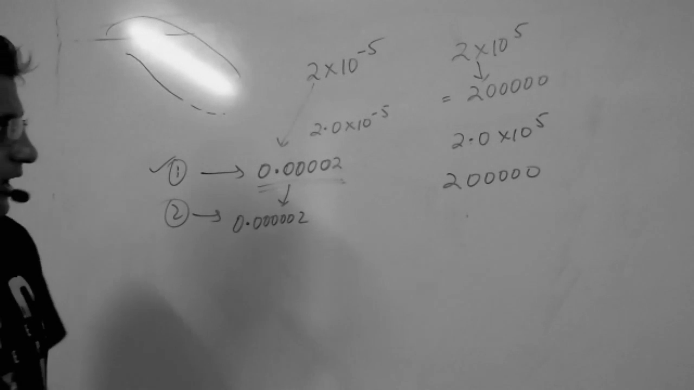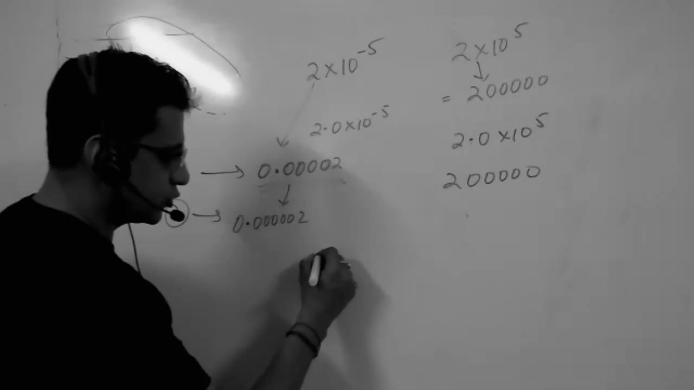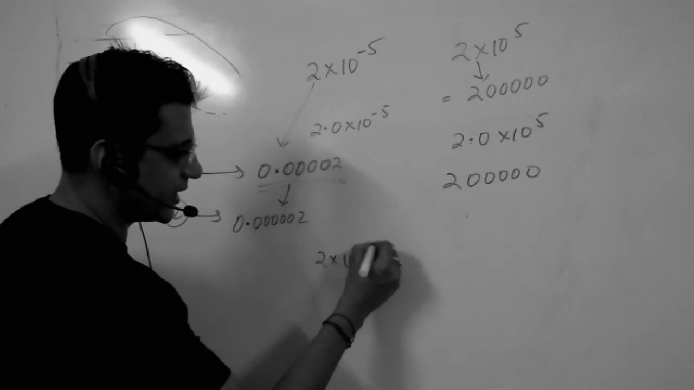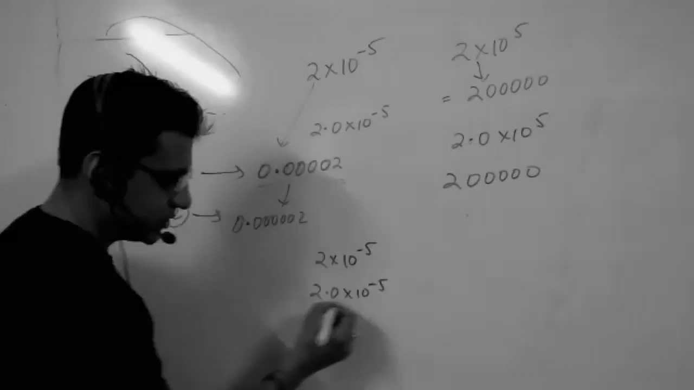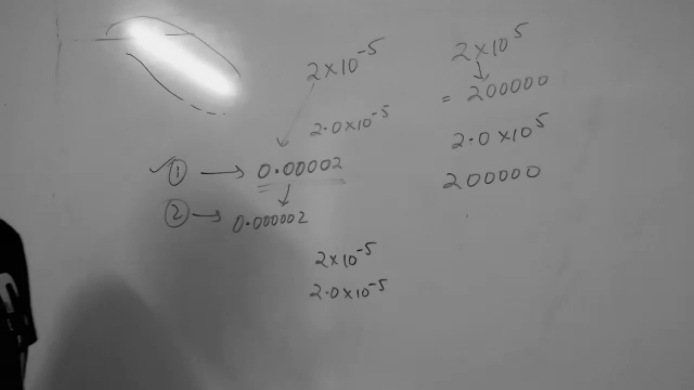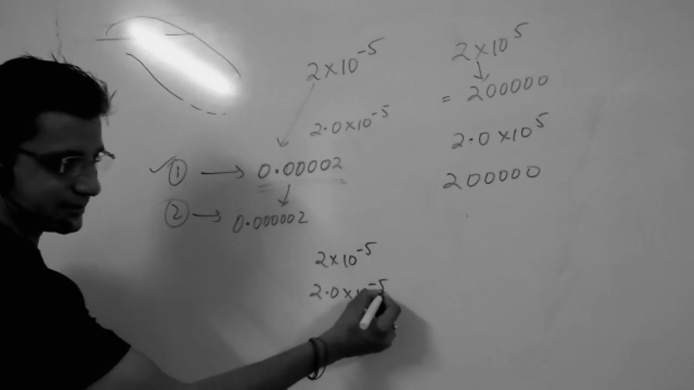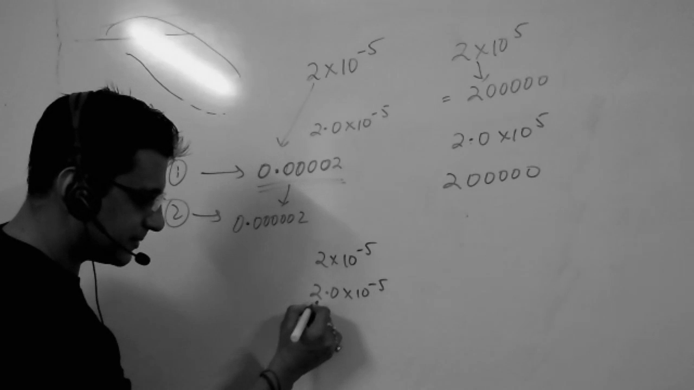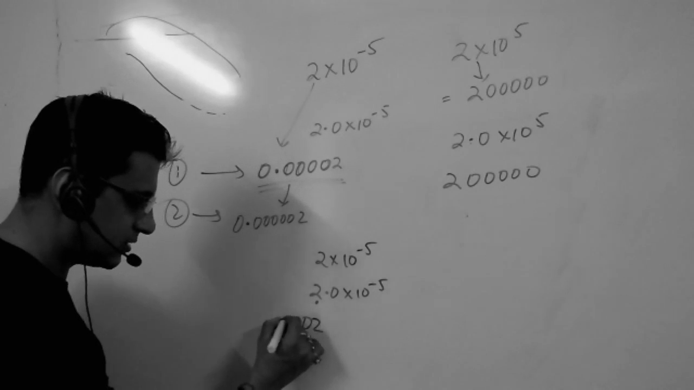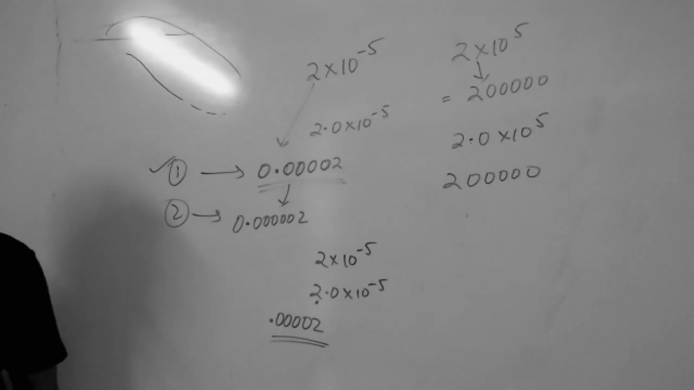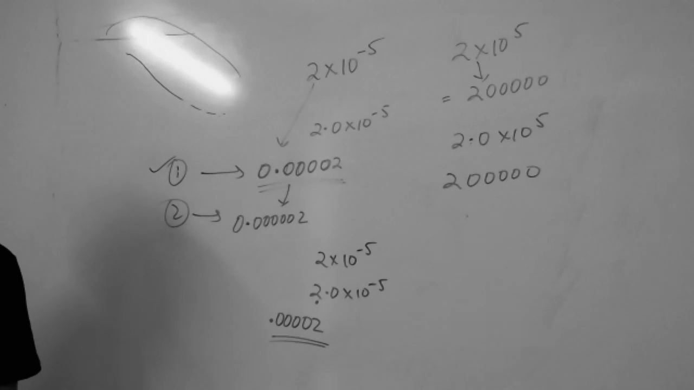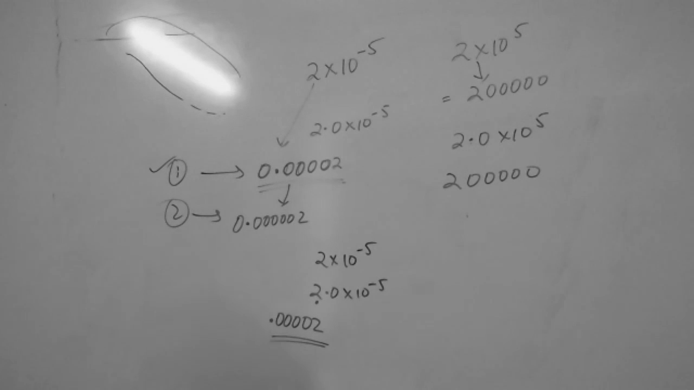Correct? Now, when we say 2 into 10 to the power minus 5, you can write 2.0 into 10 to the power minus 5. You can take the decimal to the left hand side by 5 steps. So one step is this, 2, 3, 4, 5. Correct? So this is the usual form of writing a number. Have you understood or any problem? Sir, no problem.